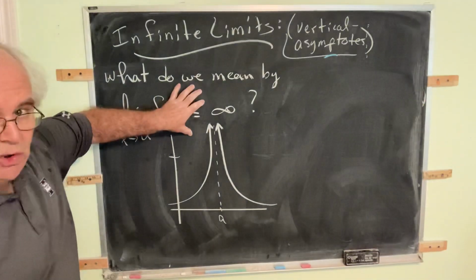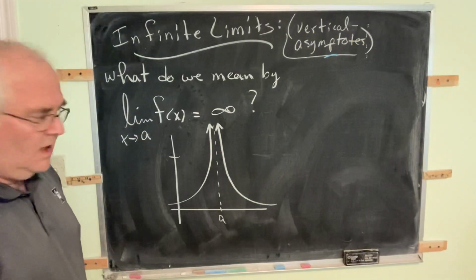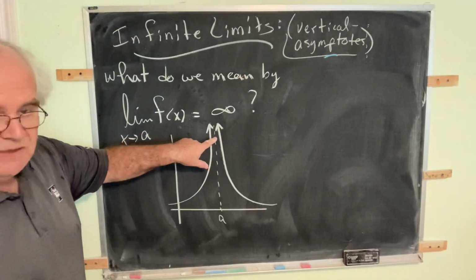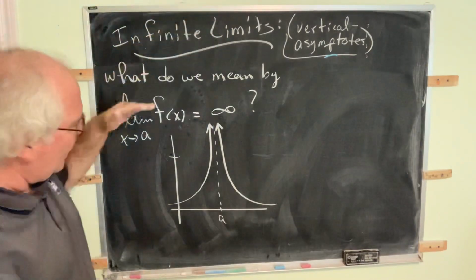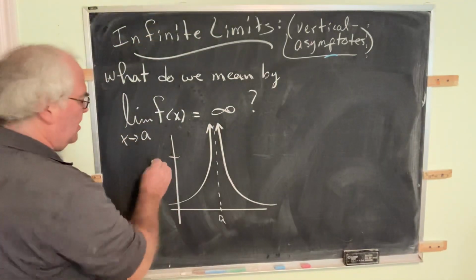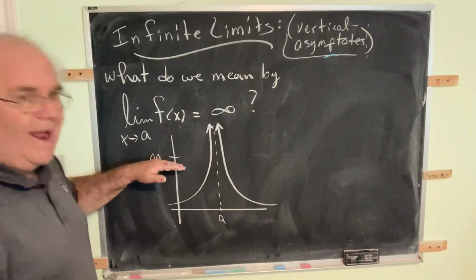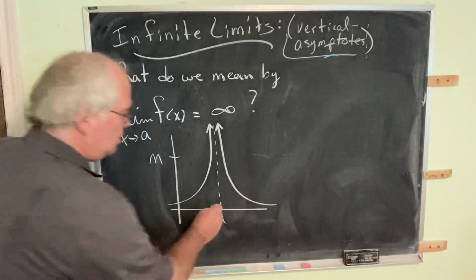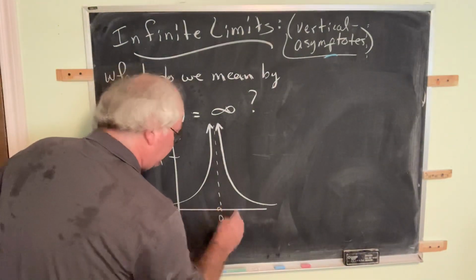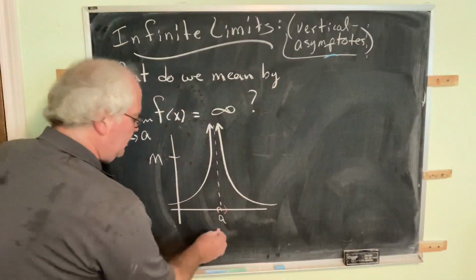If this really is a vertical asymptote, and if these curves really do recede off without boundary, then, let's call this, we don't want to use the L, let's call this M. I don't care what M you pick. What always will happen is you can find a small interval around A. There's my delta and delta.